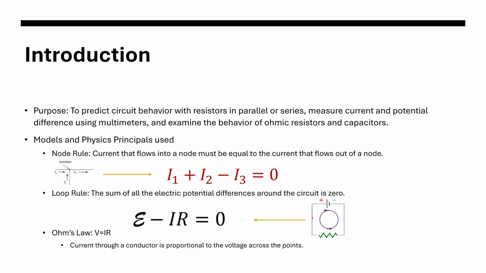A little bit of introduction. The purpose of the lab is to predict the circuit behavior with resistors in parallel or series, measure current and potential difference using multimeters, and examine the behavior of ohmic resistors and capacitors.